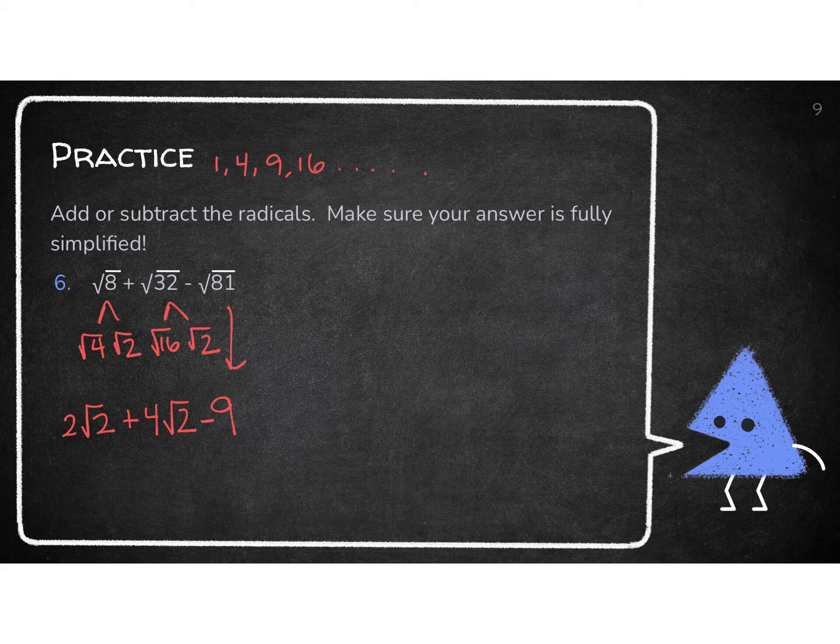So now we're going to combine like terms. I have square root of 2, square root of 2. I'm going to do the numbers in front. So I have 2 plus 4. So I have that square root of 2. 2 plus 4 is going to give me 6. That minus 9 I can't combine in there at all. So I'm just going to carry it straight down. And that's my final answer, and I'm done.